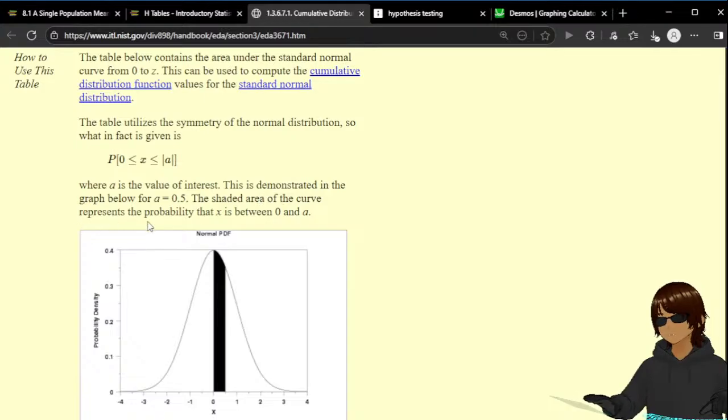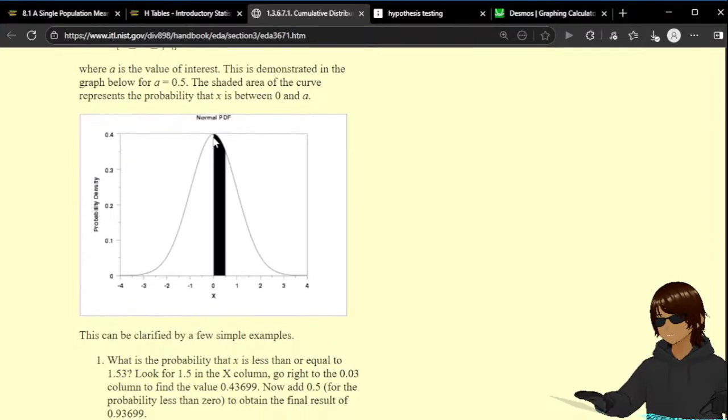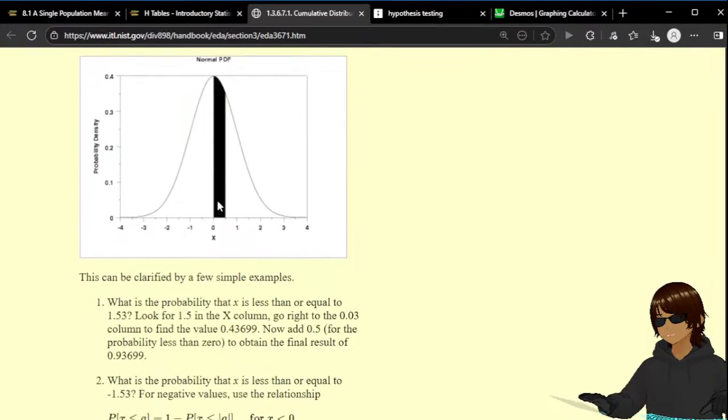Shaded area of the curve represents the probability that x is between 0 and a. What is the probability that x is less than or equal to 1.53? Look at 1.5 in the x column. Go right to the 0.03 column to find the value. Why are we going right to the 0.03 column?